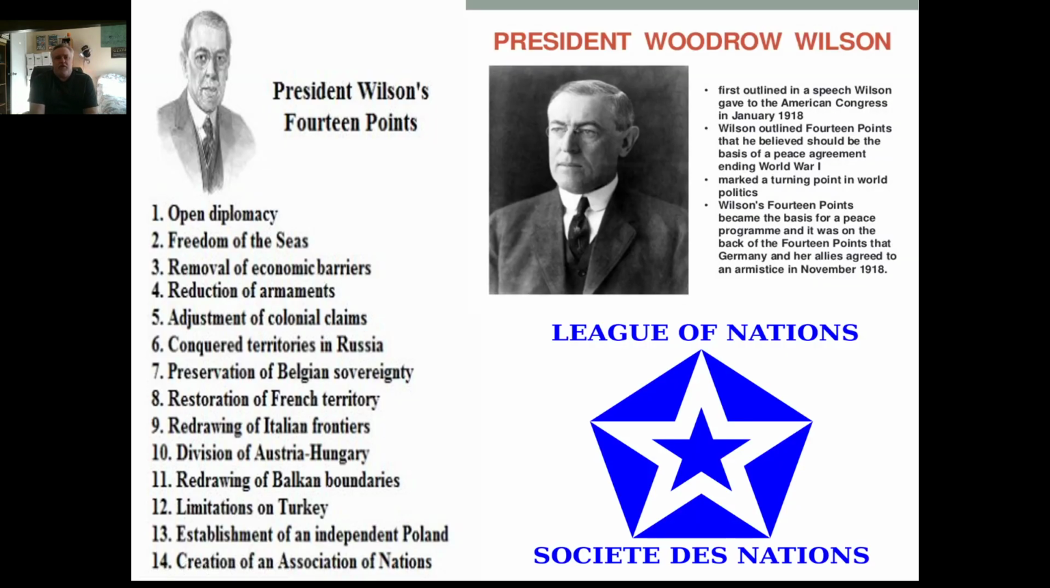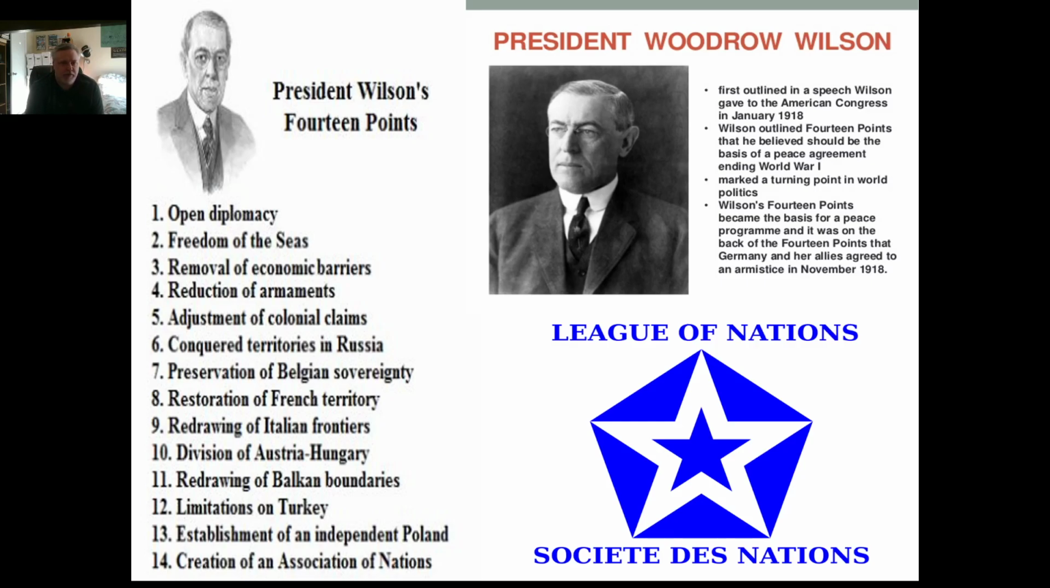With the war over, or even before the war was over, Wilson outlines what he wants to see done differently. The 14 points, as they came to be called, would become the basis for the peace agreement between the European powers.